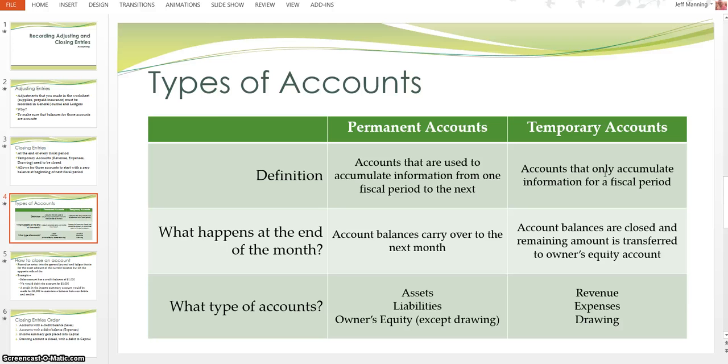At the beginning of the month, they start with a balance of 0, and at the end of the month, you close them, basically making their balance 0 again. If you're wondering which is which, permanent accounts are those accounts that are part of the accounting equation. So that would be the ALO accounts: assets, liabilities, and owner's equity. Except, and this is a big except, drawing. For some reason, drawing is actually part of the temporary accounts. Speaking of the temporary accounts, which ones are those? They are your revenue accounts, which for us is sales, all of your expense accounts, and the drawing account.